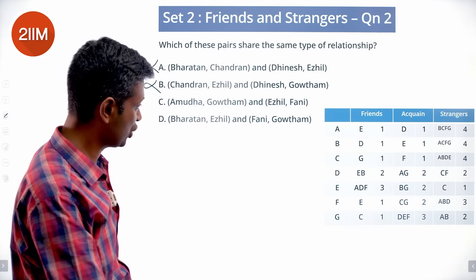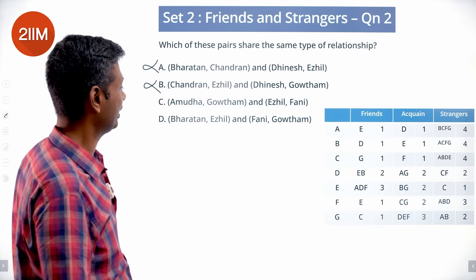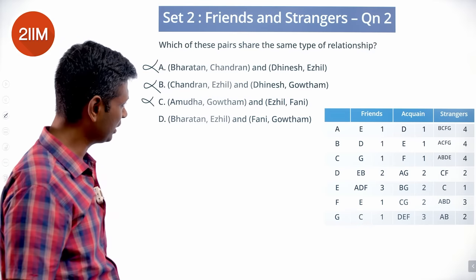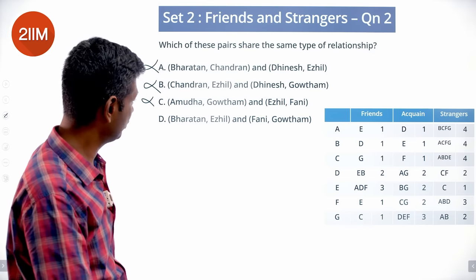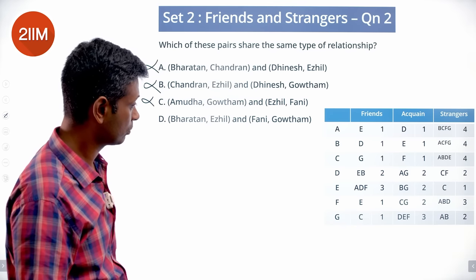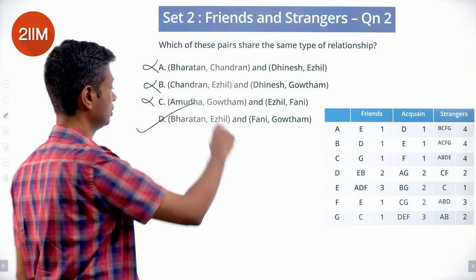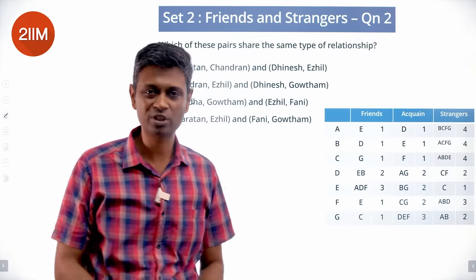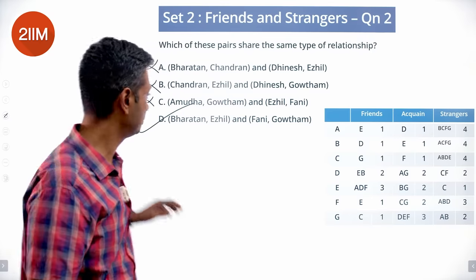Amudha and Gowtham are strangers. E and F, Ezhil and Fani are friends, not this. Bharatan and Ezhil, B and E are acquaintances. Fani and Gowtham, F and G are acquaintances. This works. Both are acquaintances. Once you've got the whole table, just looking at that and answering the question is very doable.